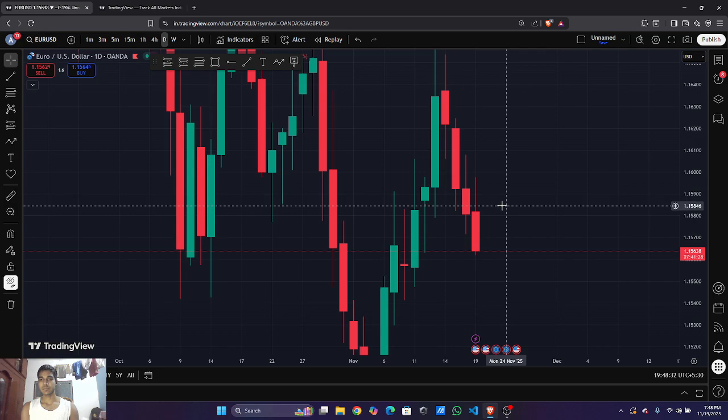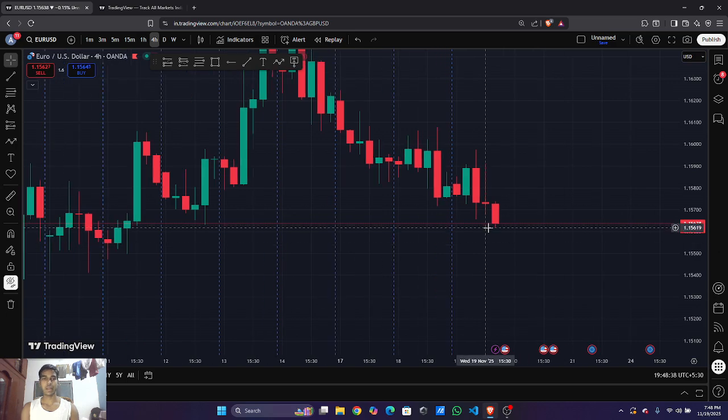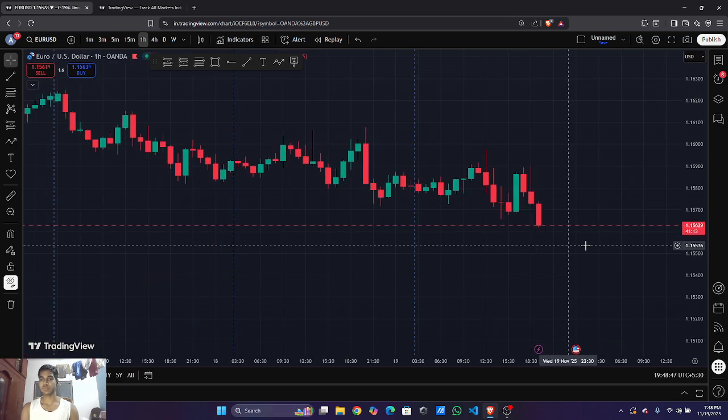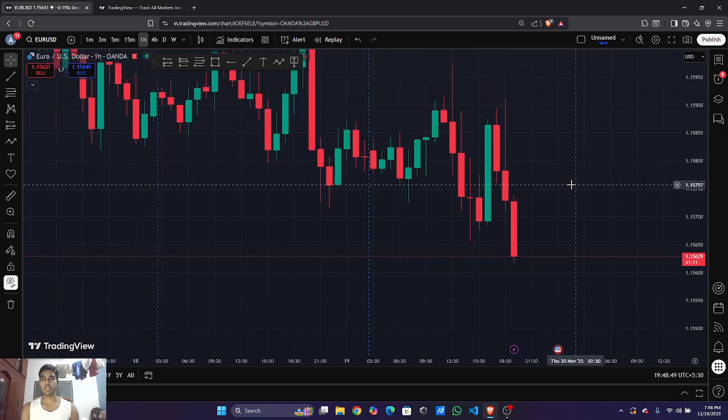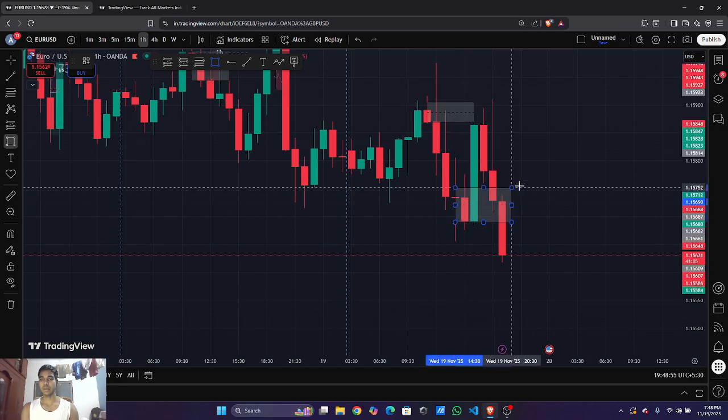Euro is bearish. This is a strong candle. It can continue for these lows. This is a strong double bottom. 1 hour is very bearish. These are strong candles. We have an order block. We have a fair value gap.